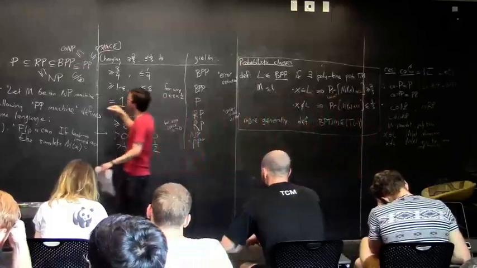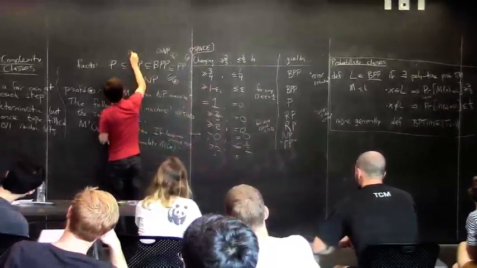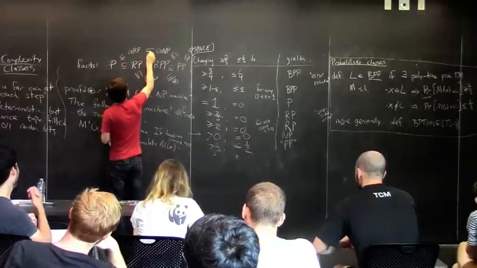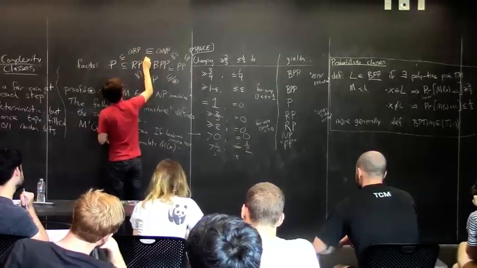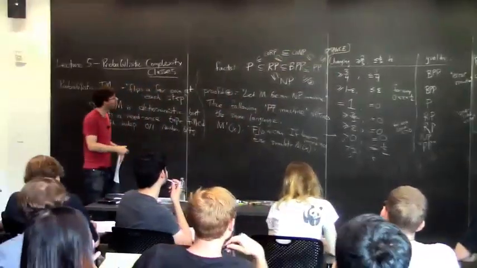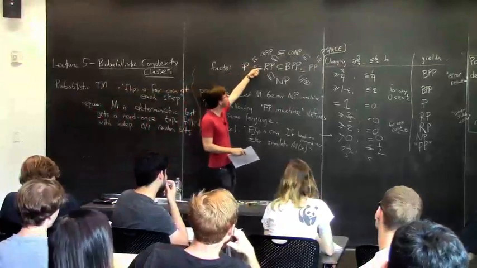So let's put the last ones into the picture. I guess we also have co-RP. It has one-sided error, but in a different way. It looks like that, and like this. So it's also contained in BPP. So there's two different kinds of one-sided error.